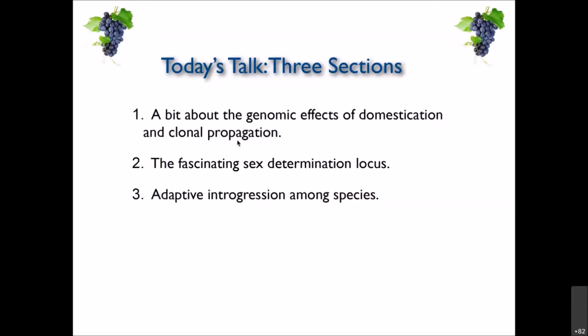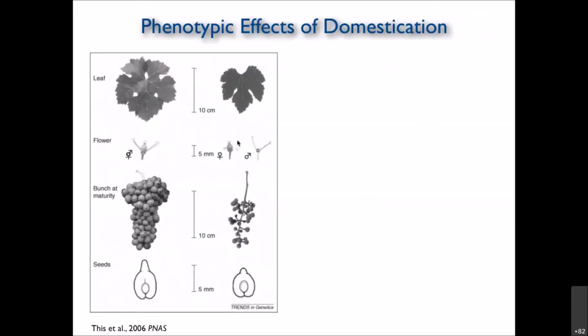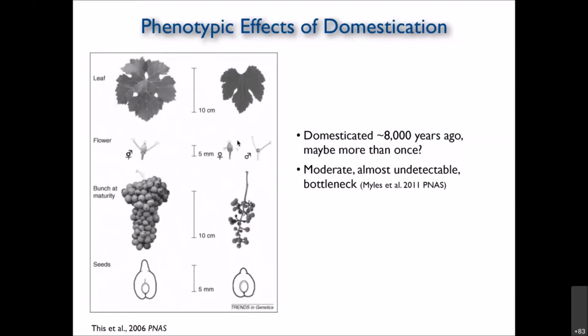Let's start with the first topic and touch a little bit on domestication of Vitis vinifera. So Vitis vinifera was domesticated about 8,000 years ago. We don't know, right? These are always fuzzy numbers. And we're not even sure if it was domesticated once or more than once, but at least there was one major domestication event in Georgia, near Turkey.